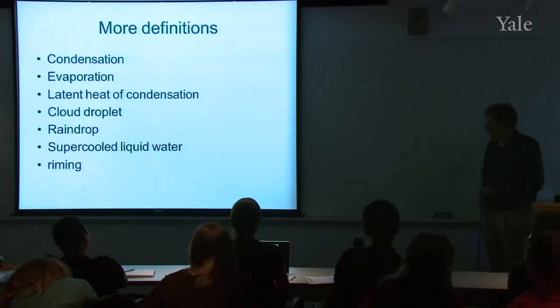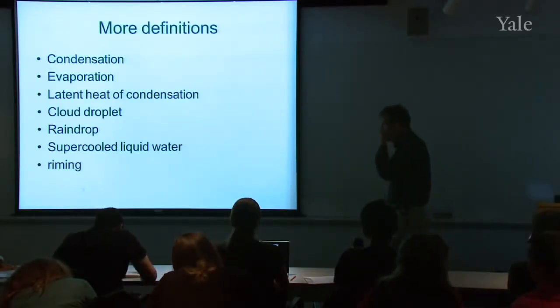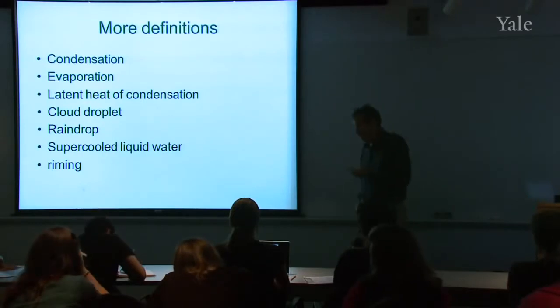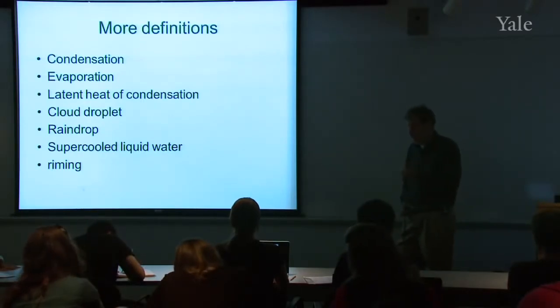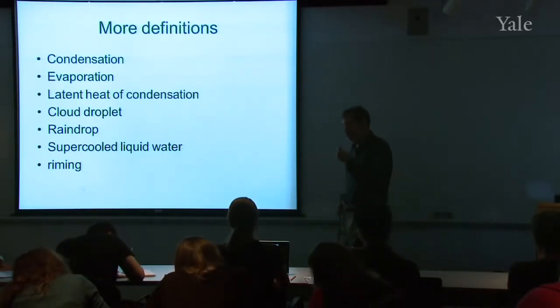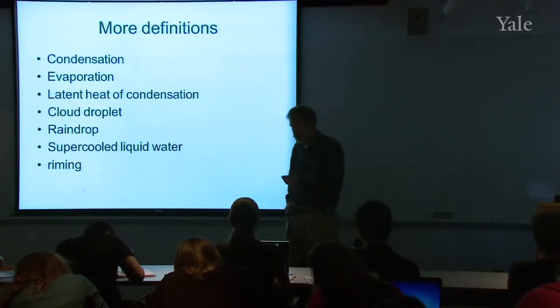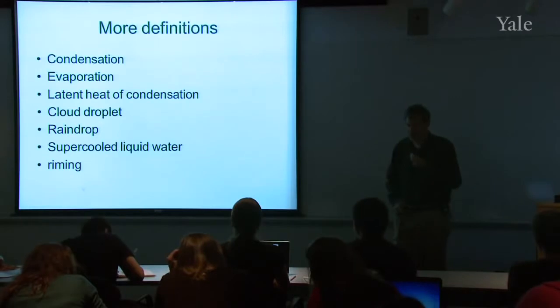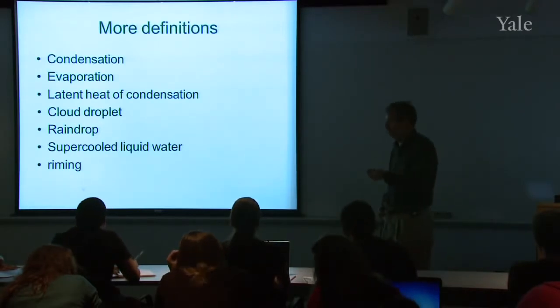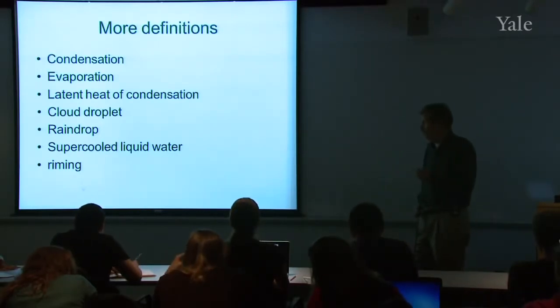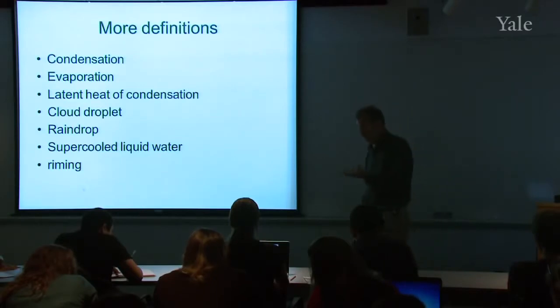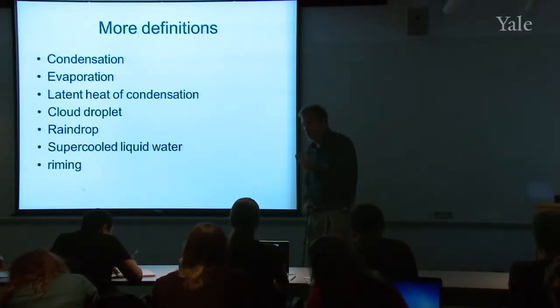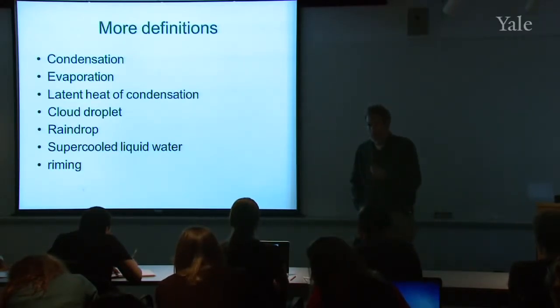Some other definitions we're going to need. Condensation is when you change water vapor to liquid, or sometimes we use that word also when we're condensing it to ice, but usually it's used when we condense it to liquid. Evaporation is the reverse of that. It's when you take water in the liquid form and evaporate it, put it back in the vapor state.